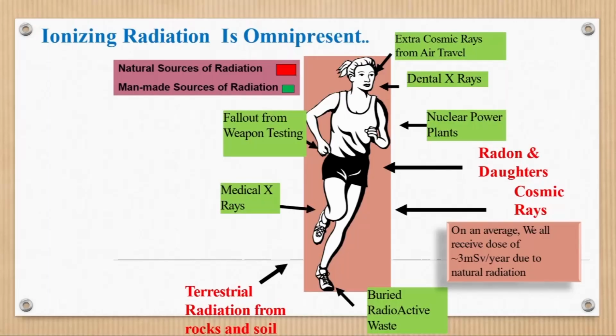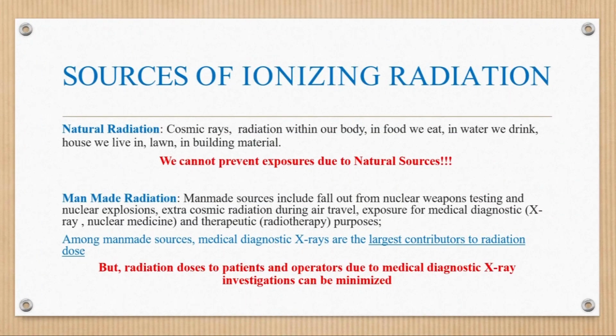Then there are natural sources of radiation like uranium, plutonium, and man-made sources, which are generally artificial sources, like nuclear weapons, nuclear power plants, dental X-rays. We are all aware we are surrounded by radiation. So sources of ionizing radiation: natural radiations like cosmic radiations, and radiation within our body like potassium and carbon. These are also radioactive elements, in the food we eat, in the water we drink, the house we live in, the lawn, in building material. So we cannot prevent exposure due to natural sources.